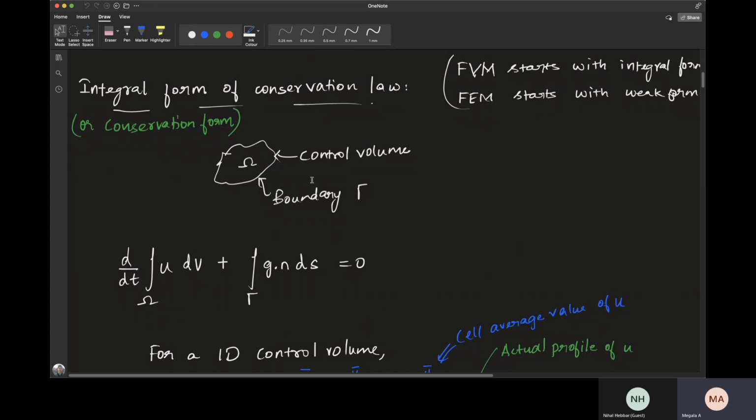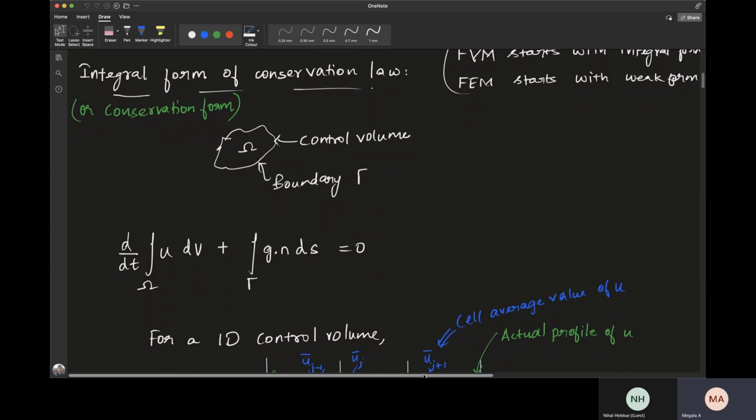So this is something that you actually know of already. I just want to introduce this first, and then we'll see how control volume analysis is done for a finite volume or a cell, any small cell in the finite volume method.